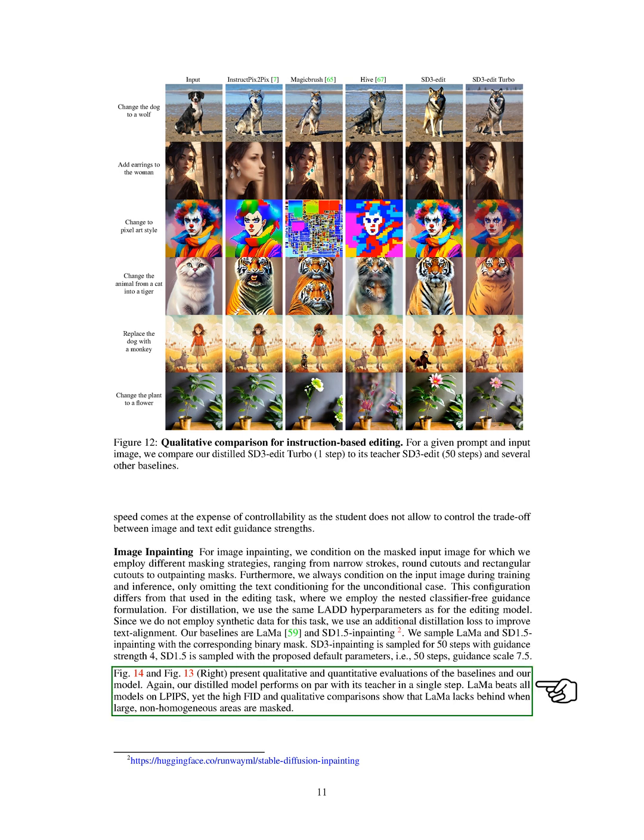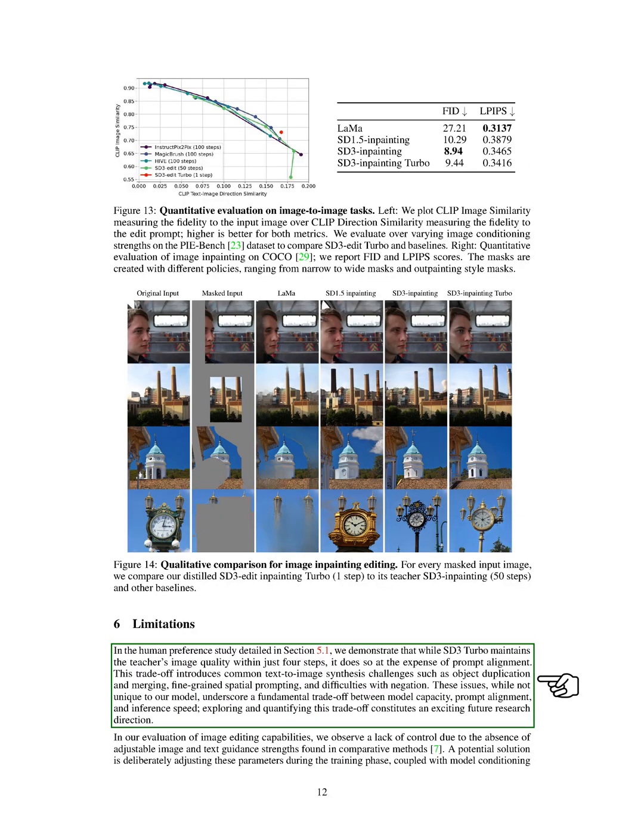Section: Limitations. In this section, we show that in our human preference study, the SD3 Turbo model maintains the quality of the teacher's image in just 4 steps. However, this comes at the cost of prompt alignment. This trade-off leads to common challenges in text-to-image synthesis, such as object duplication, merging, fine-grained spatial prompting, and issues with negation. These challenges highlight a key trade-off between model capacity, prompt alignment, and inference speed, which is an interesting area for future research.